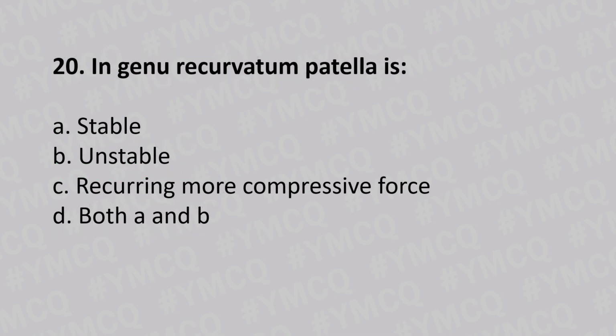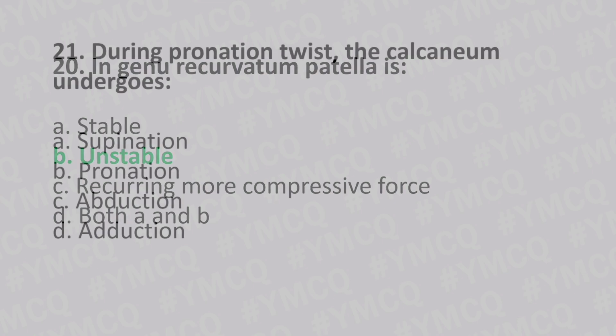Moving to our 20th question. In genu recurvatum, patella is option A, stable. Option B, unstable. Option C, requiring more compressive force. Option D, both A and B. And the answer is option B, unstable.